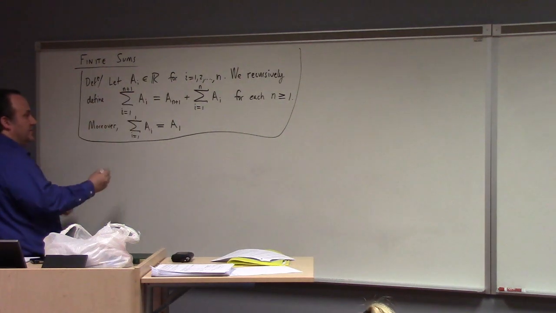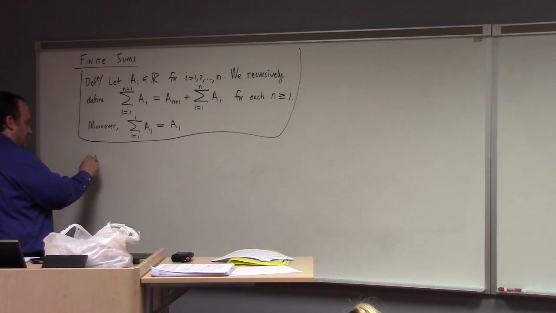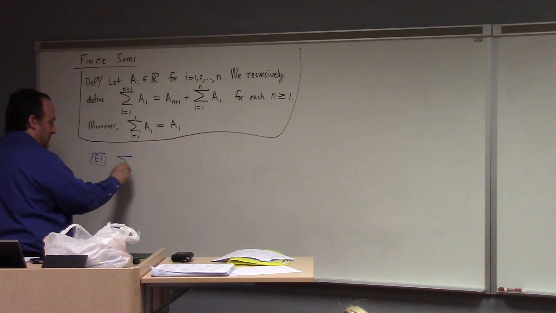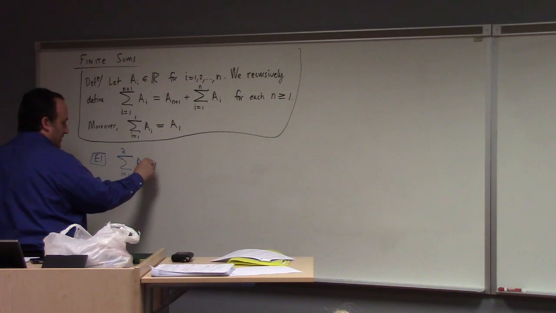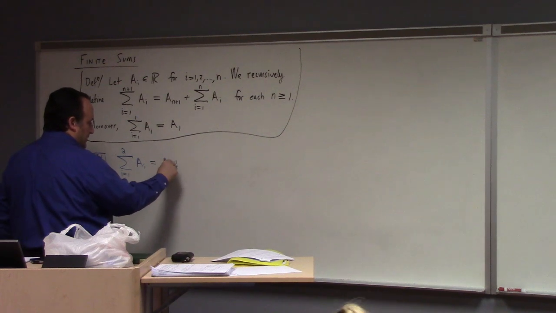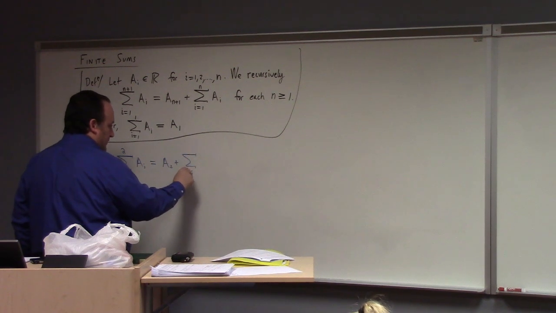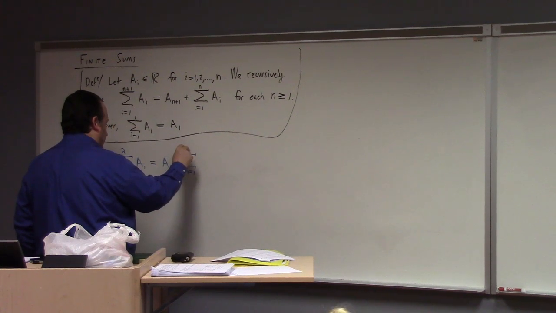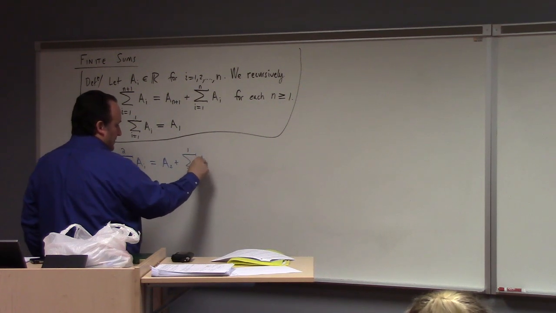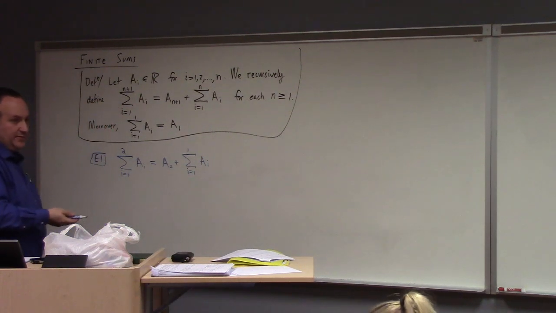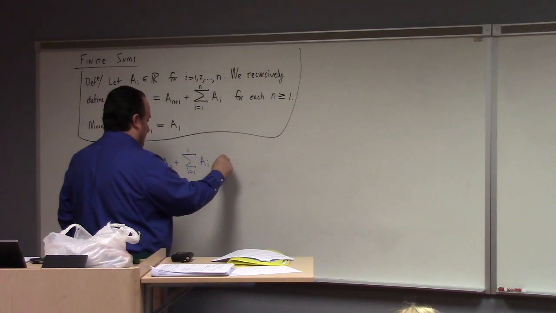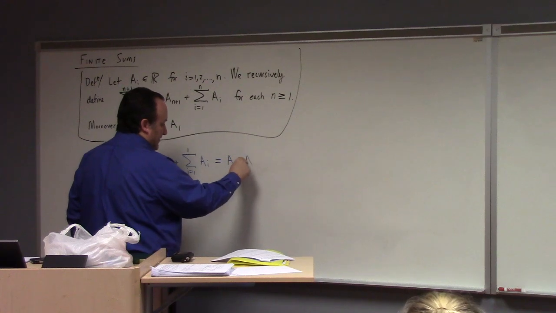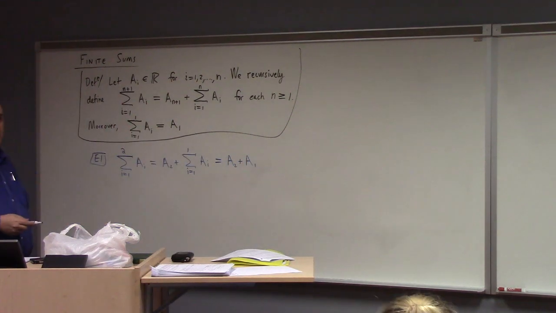Just to show you how this works, for example, if we have the sum i equals 1 to 2 of a sub i, this is equal to a sub 2 plus the sum i equals 1 to 1 of a sub i, by the recursive definition. And then what is that equal to? By definition, this is a sub 2 plus a sub 1. So this definition reproduces what you kind of expect.